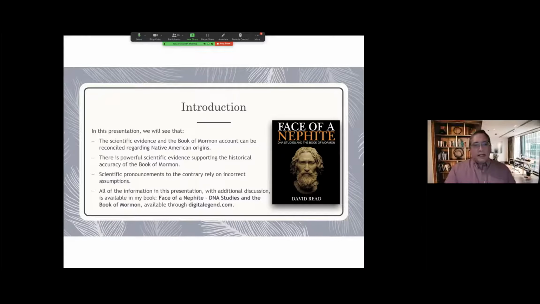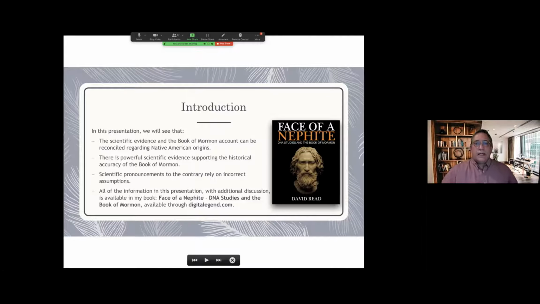Okay, so what I'll do with each of the slides, there are approximately 30 slides, and I'll leave each one up for a minute or so so people can read what's on the slide, and then I'll talk along as it goes. So the book is called Face of a Nephite. It relates to the different scientific evidence supporting the Book of Mormon. It focuses mostly on the DNA evidence. It also has some information related to blood type evidence related to the Book of Mormon.